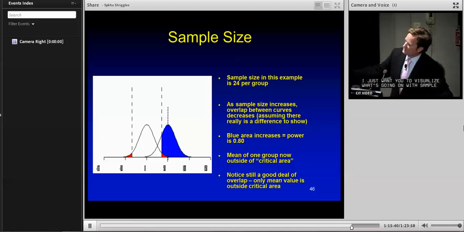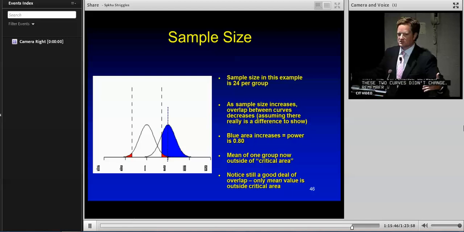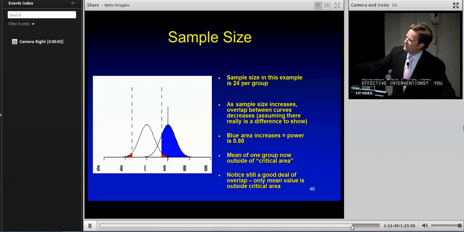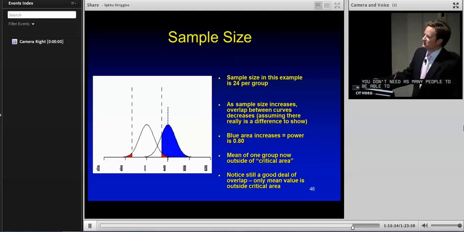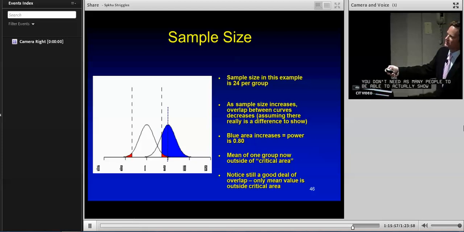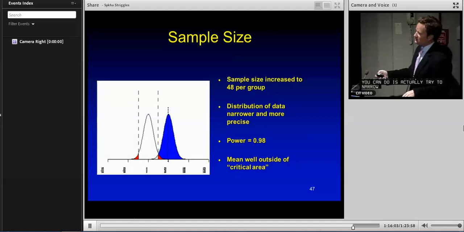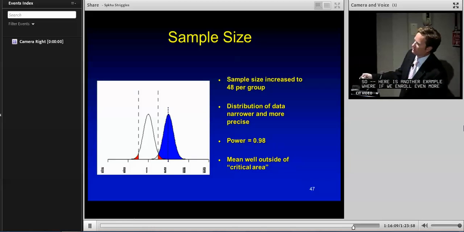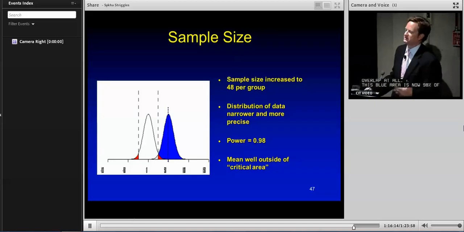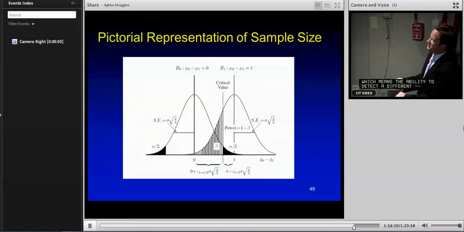The other thing to notice here is that the difference between these two curves didn't change. Remember when I said with more effective interventions, you don't need as many participants? If this curve was way over here, you don't need as many people to show that difference. On the other hand, if this difference is fixed, then what you can do is try to narrow these curves. Here's another example where if we enroll even more people, now look, these two curves barely overlap at all. This blue area is now 98% of this curve, which means the ability to detect a difference if a difference exists is 98%.